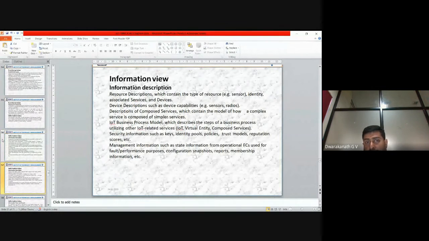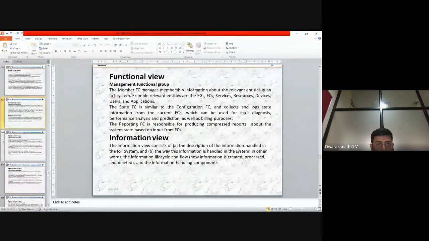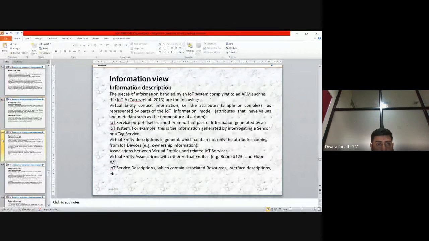So, information descriptions. Coming to the information view, yeah, information description. The pieces of information handled by an IoT system complying to an architecture reference model such as IoT-A are the following. What you must always keep in mind is that we are following the reference model of IoT-A, which is given by the ITU-T.